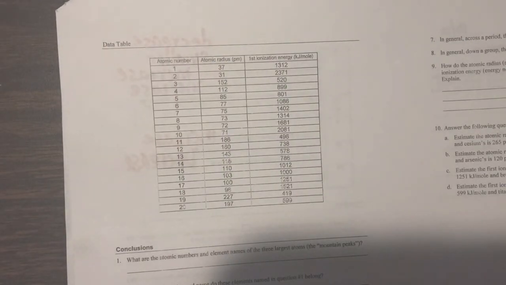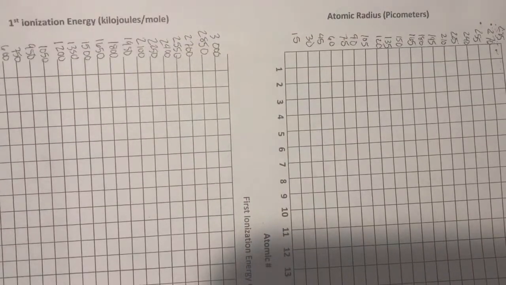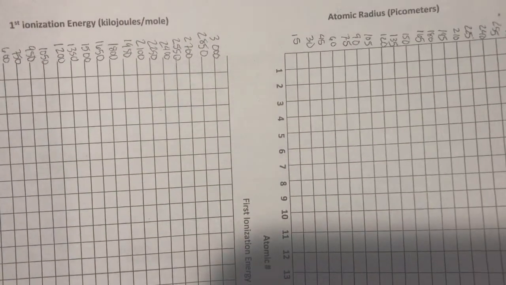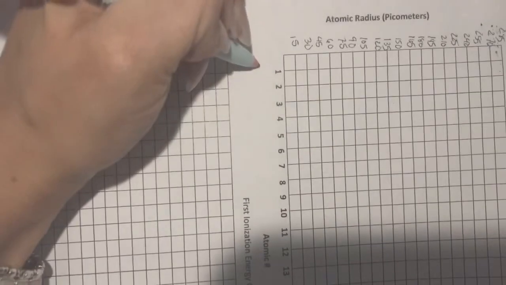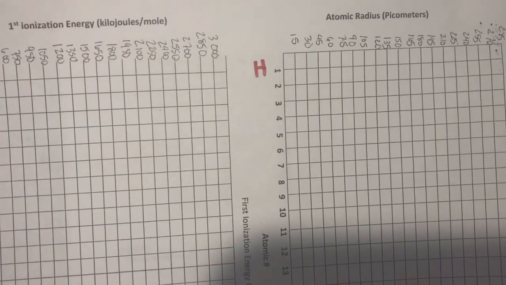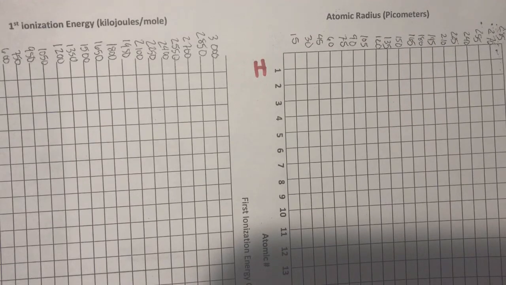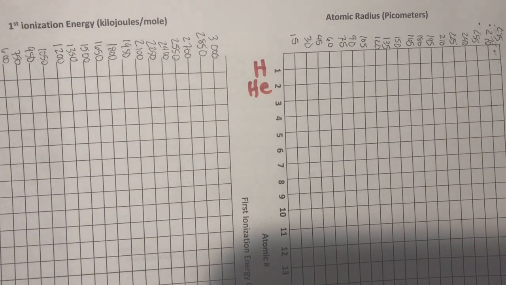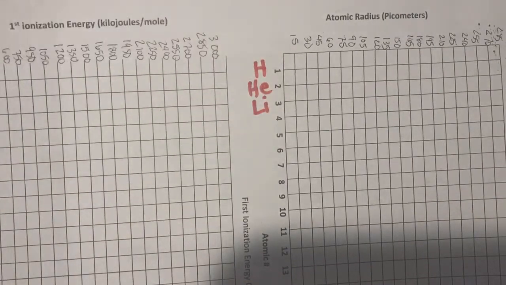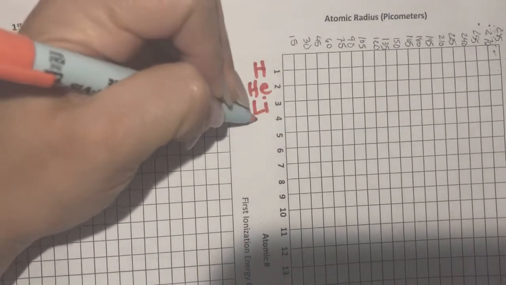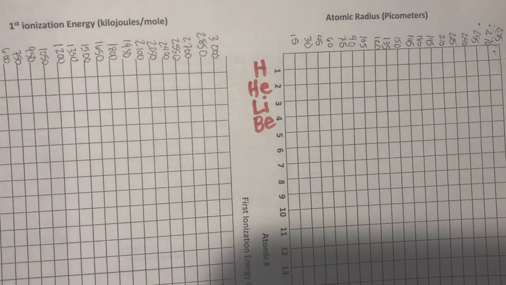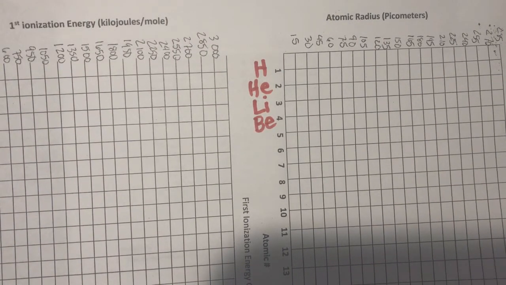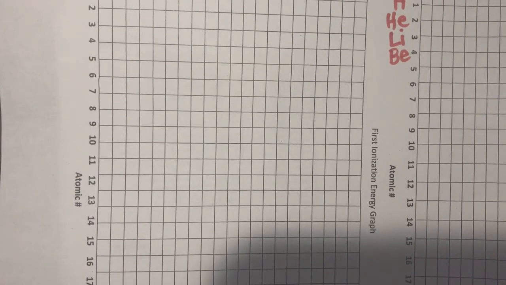One thing I do want you to do is on the graph paper where it says number 1, write the symbol for number 1. The symbol for number 1 would be H. You might want to write smaller. I'm just writing it a little bigger so you can see. The symbol for atomic number 2, He. The symbol for atomic number 3, 4, and so on. You're going to do that for both graphs, the atomic radius graph at the top, and the ionization energy graph down here.